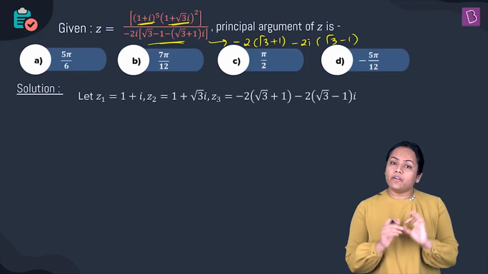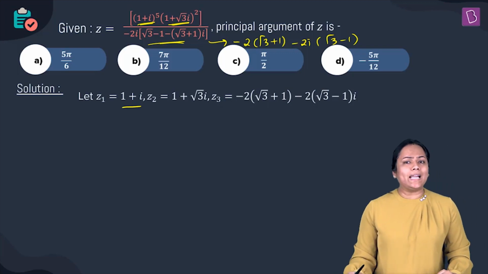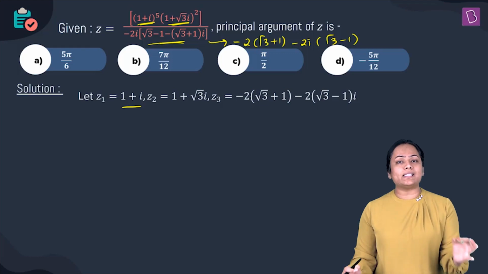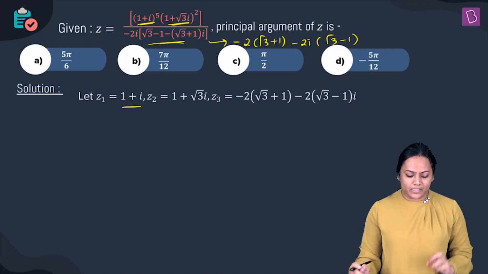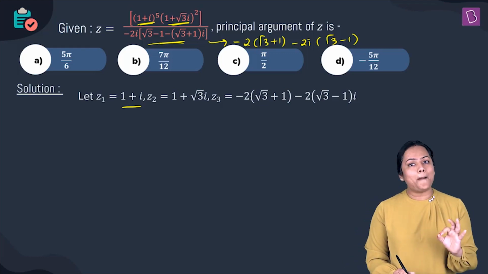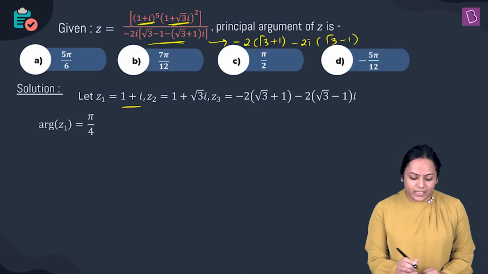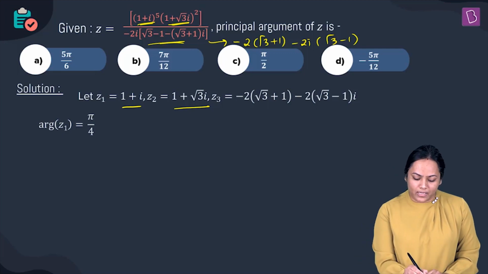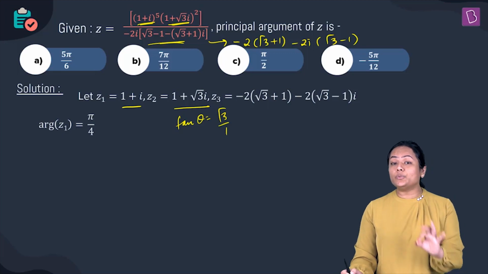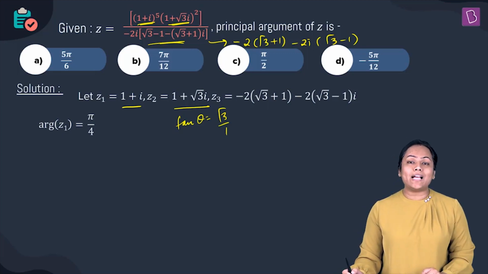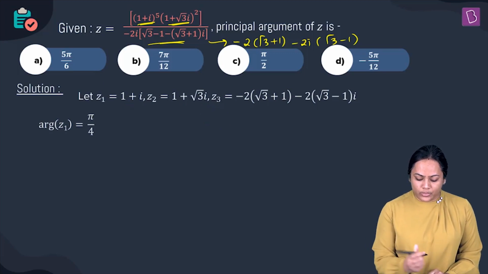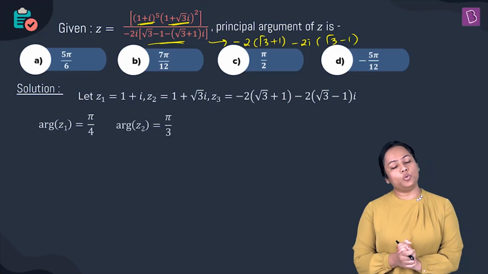Clear? Now, if I have z1 as 1 plus iota, can I get its argument? Yes, you know tan theta is y by x. It is lying in the first quadrant. That means my argument of z1 will be pi by 4. Similarly, another complex number z2 is 1 plus root 3 iota. To write its argument, we know tan theta will be equal to y by x, that is root 3 by 1. So its argument has to be pi by 3, right? Okay, so these two are clear to you. They both are lying in the first quadrant.